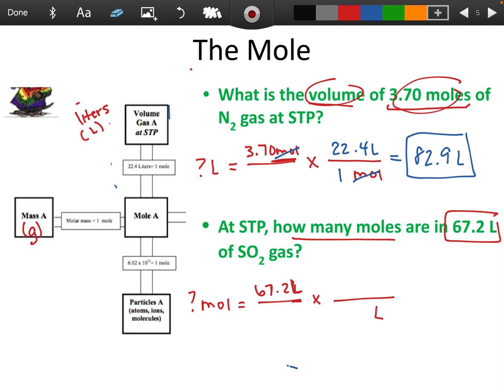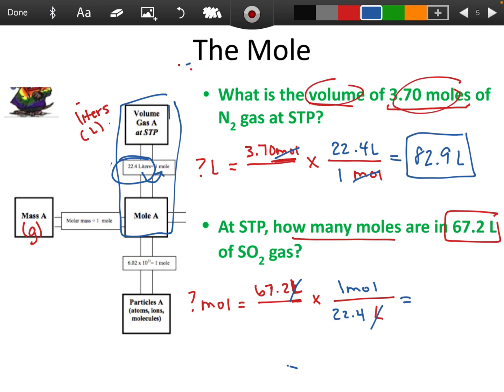I'm going to erase my markings here. So we are converting between moles and liters again. The unit liters goes with the number 22.4, so that has to go on the bottom. Whatever that number is equal to goes on top. Liters cancels out with liters. And again, you multiply the numbers across the top, divide by the numbers along the bottom.